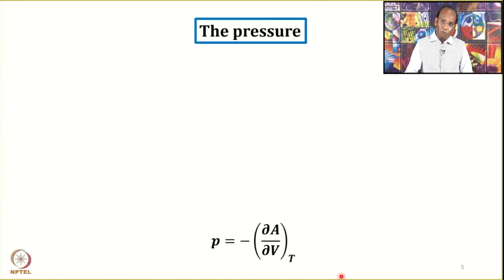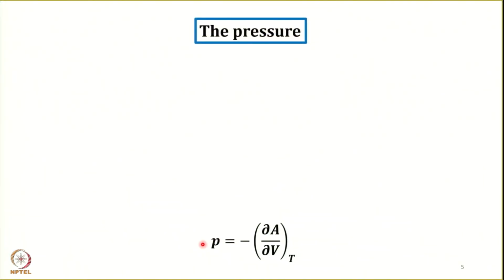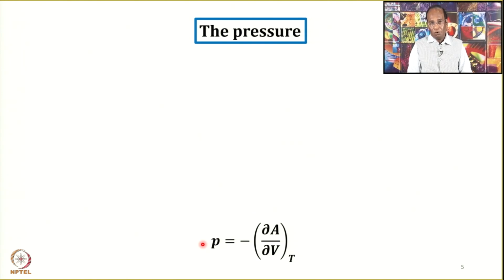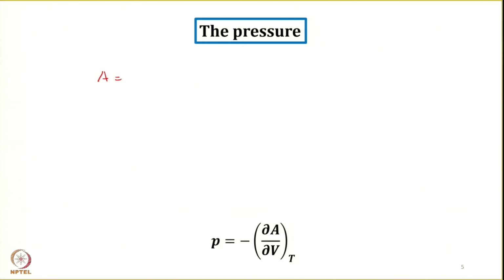Let us move further. Our original aim was to connect pressure with the molecular partition function. As shown here, pressure is related to Helmholtz function by this partial derivative, delta A by delta V at constant temperature. First of all, let us try to derive this equation. Very simple. We need to remember the definition of Helmholtz energy or Helmholtz function. A is equal to U minus TS.